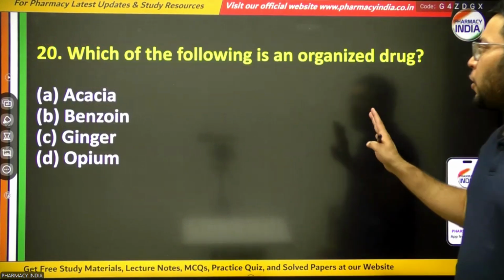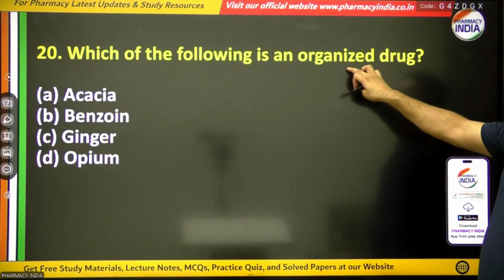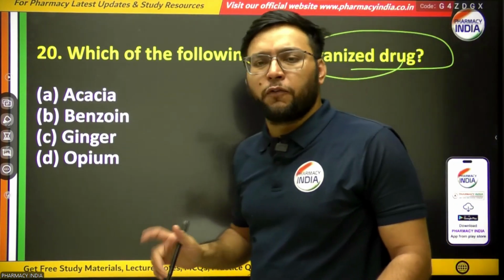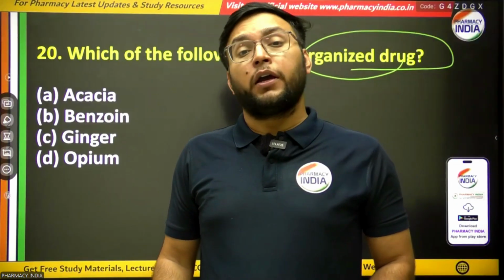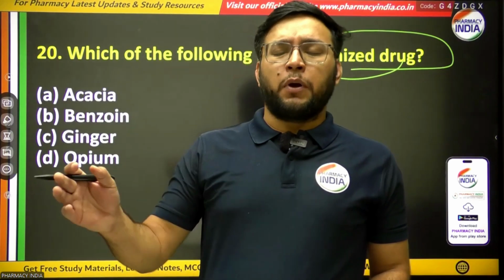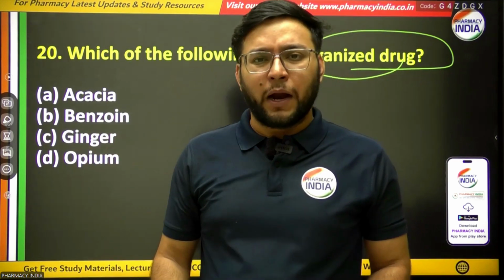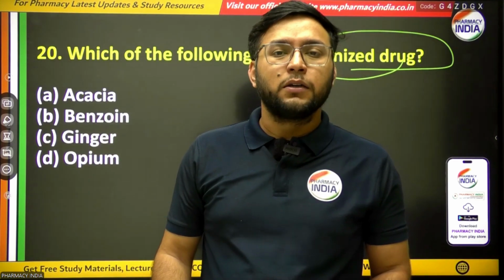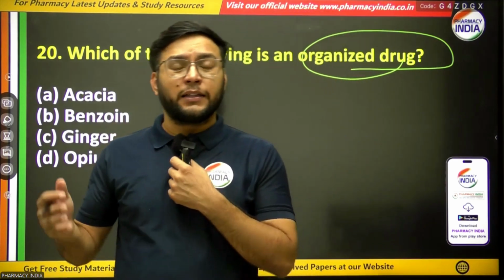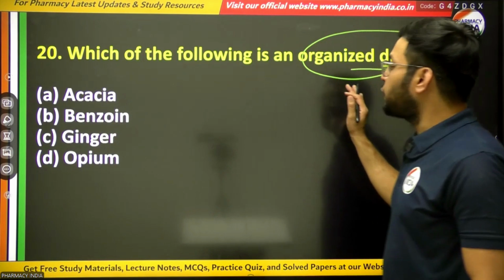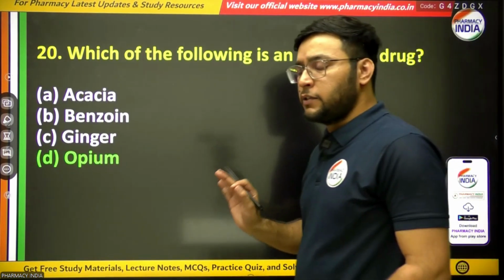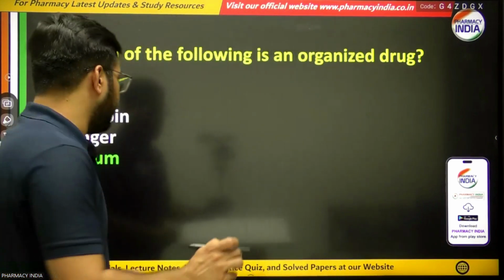Now coming to the next question: which of the following is an unorganized drug? There are two types of drugs, organized and unorganized. Organized drugs are directly obtained from the parts of the plant, while unorganized drugs are isolated and processed. So here the question asks about the organized drug, that is opium.